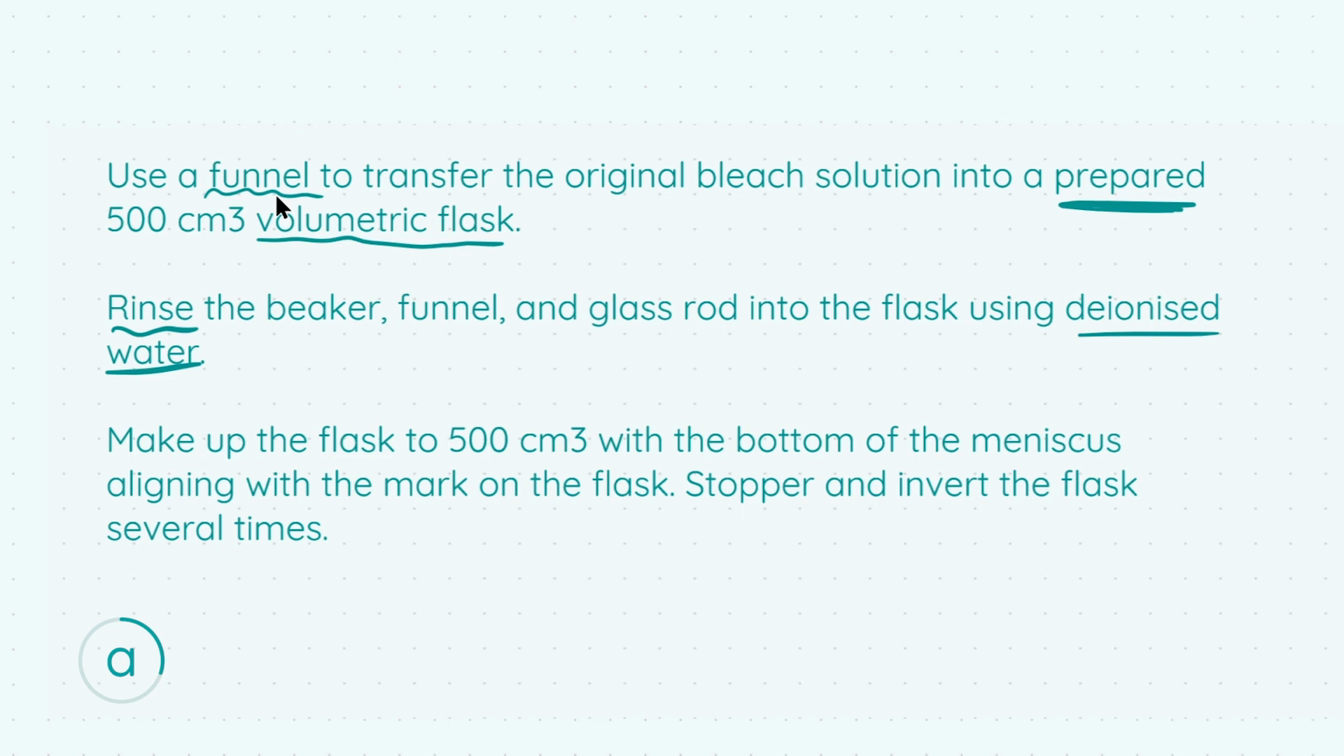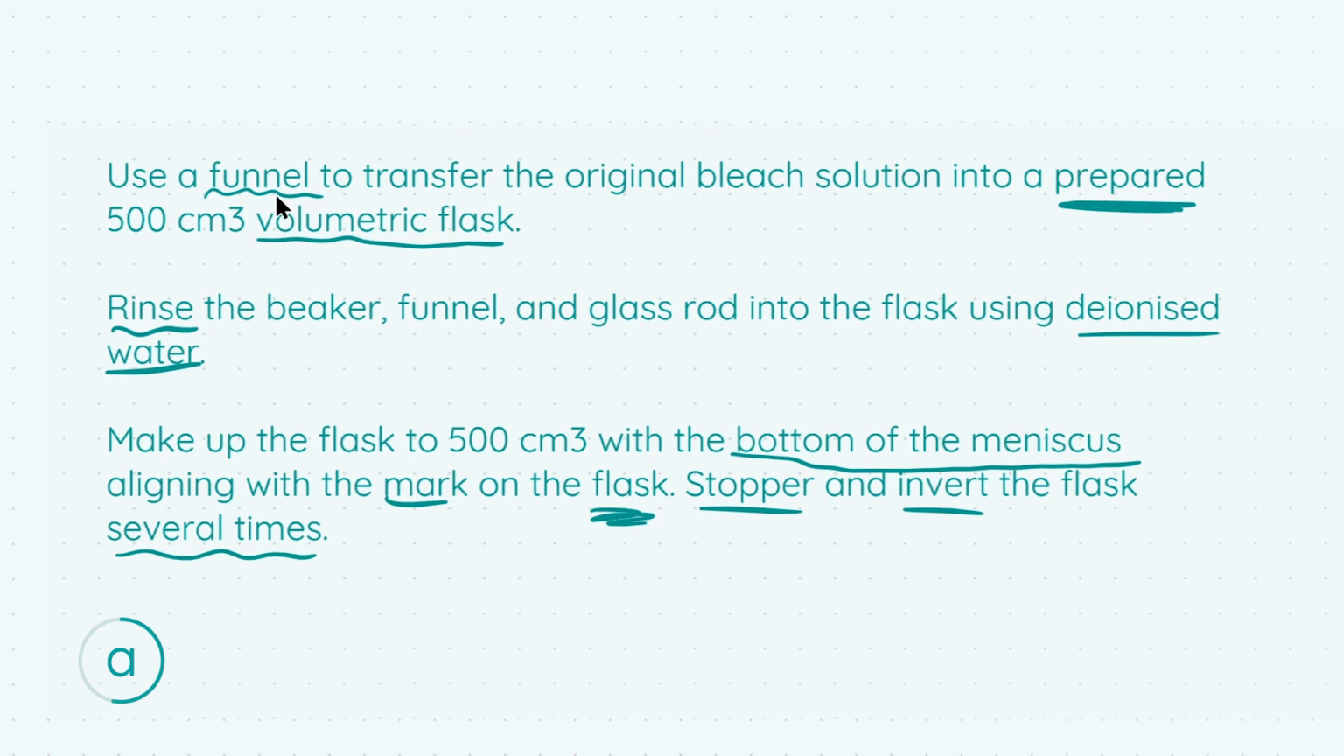The third part of this answer is that you want to make up the flask with the bottom of the meniscus aligning with the mark on the flask, and finally you want to stopper and invert the flask several times. So basically this last one is saying that when you're filling it up, you need to make sure that the bottom of the meniscus inside of the flask lines up perfectly with the mark along the neck of the flask, so there'll be a mark on it saying at this point there's 500 centimeters cubed of fluid inside of it. And then the last line here is just saying that you want to put a stopper on it and invert it several times just to homogenize and mix the contents of the flask.